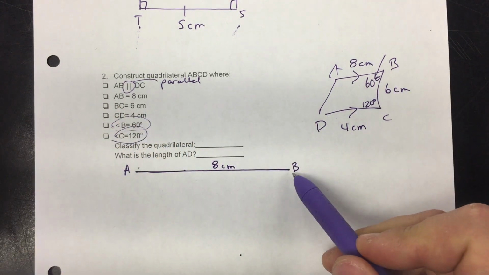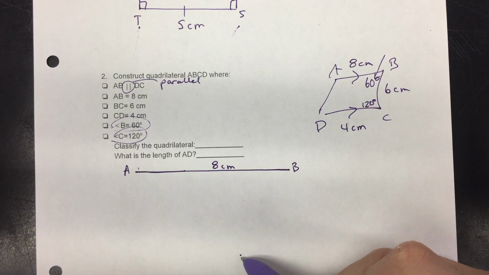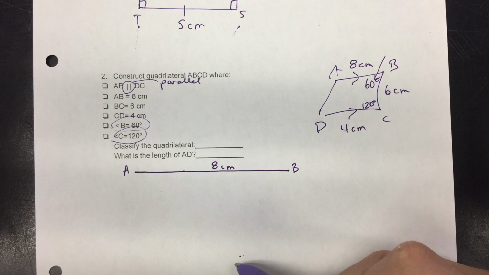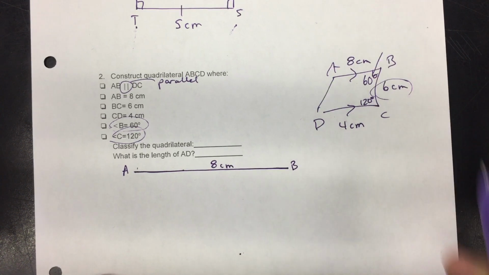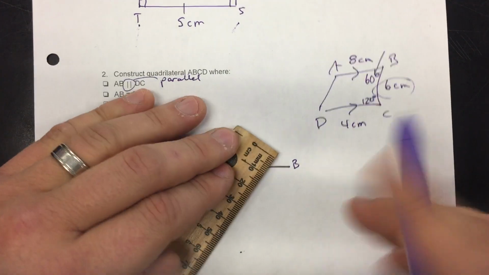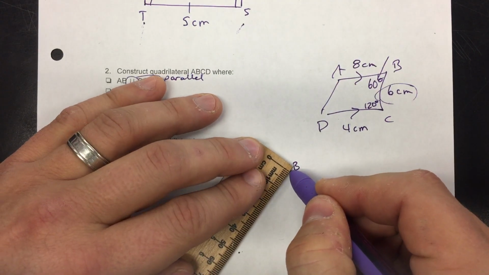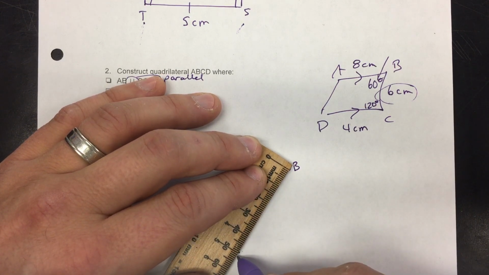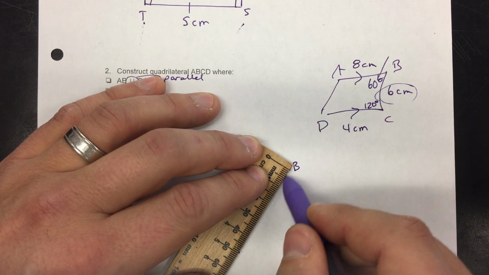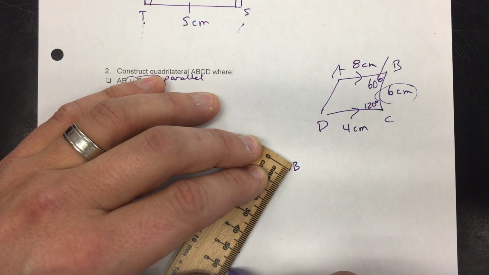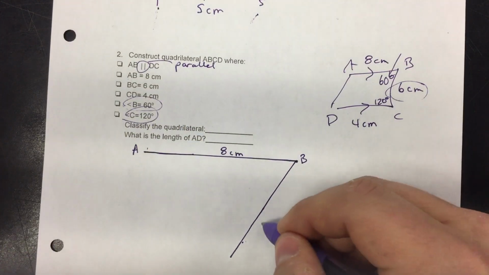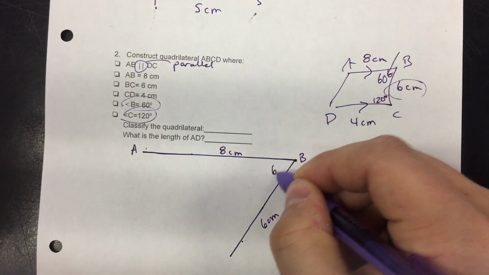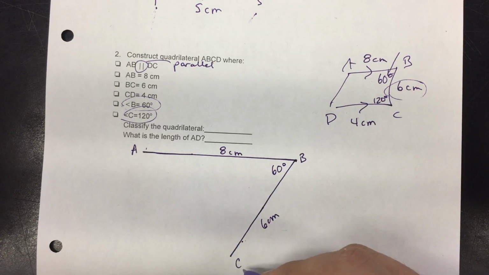Now I want to go from B towards this point, which is the 60-degree angle, and I want to go for 6 centimeters. So I'm going to line up my B at 0, and then I'm going to make sure my ruler is going to pass through this point down here, and I'm going to go in this direction for 6 centimeters. So this is 6 centimeters, and this is 60 degrees, and I got down to point C.